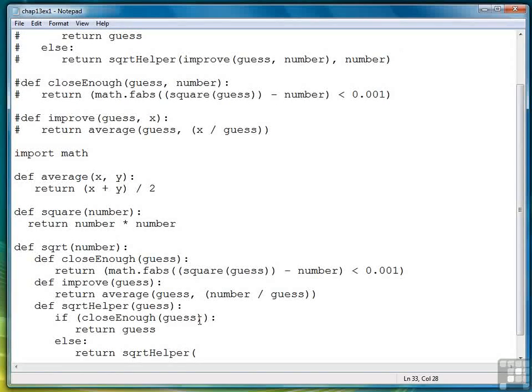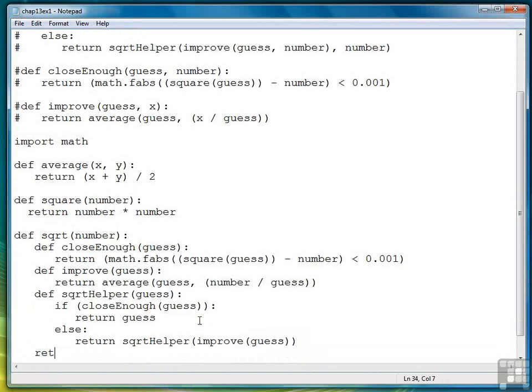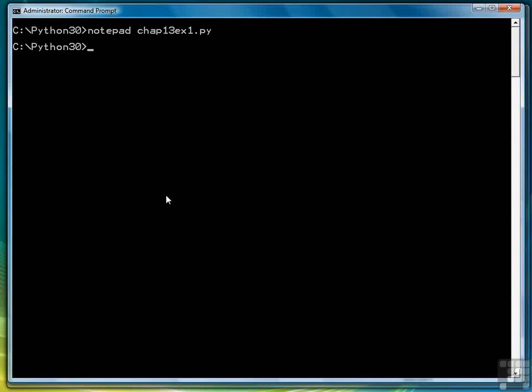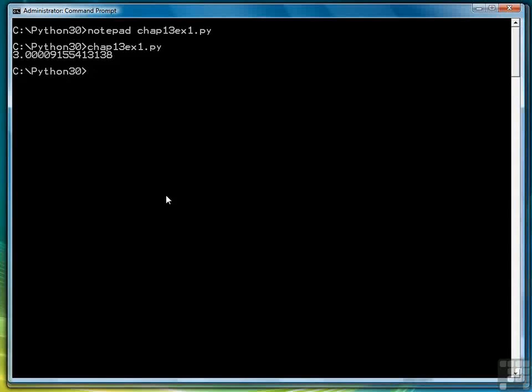Here, if the guess is not good enough, we recursively call square root helper with an improved guess. And then finally, to kick it all off, we call square root helper with the argument 1.0. Print square root 9 to start with. Save it again. Come back to our command prompt. And there's the square root of 9 using Newton's method.